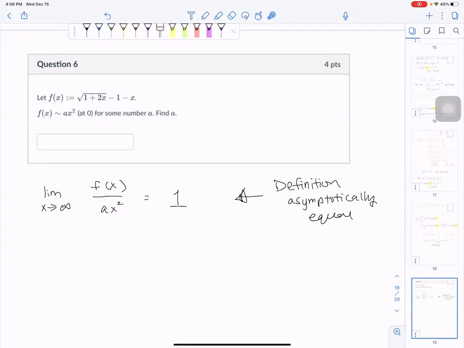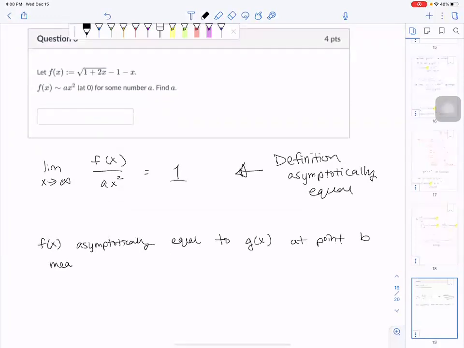When a function f is asymptotically equal to some other function g at point B, it means you should take the limit as x approaches that point B that you were given of f of x over g of x, and that should equal 1.